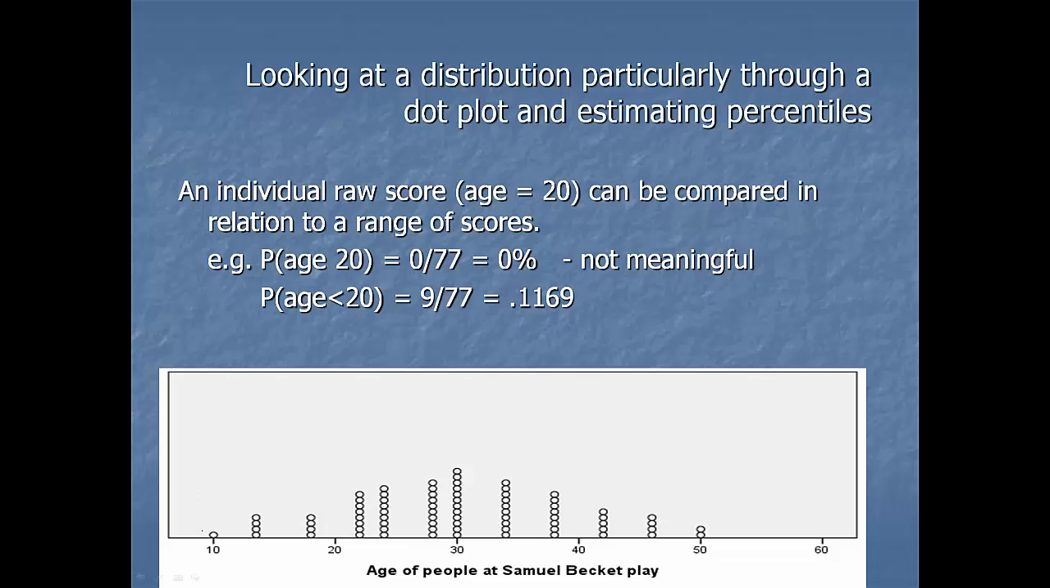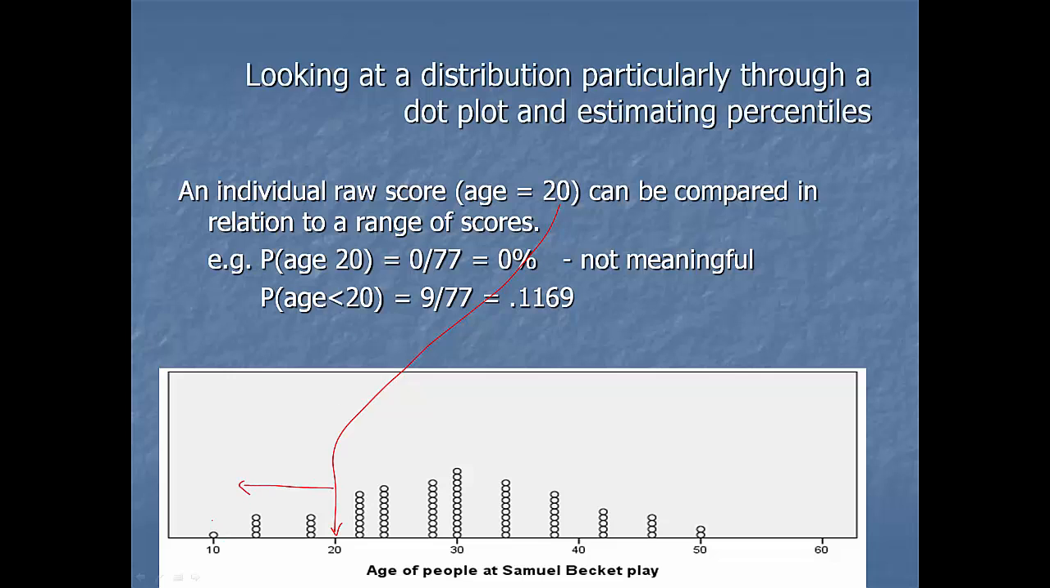So here we have a dot plot of individual raw scores, a distribution of ages of people at a Samuel Beckett play. So when we look at age equals 20, what we see is there's nobody who's actually 20. So when we look at the probability of being age 20, there's nobody, so 0%. The probability of age less than 20 is everybody who's here.